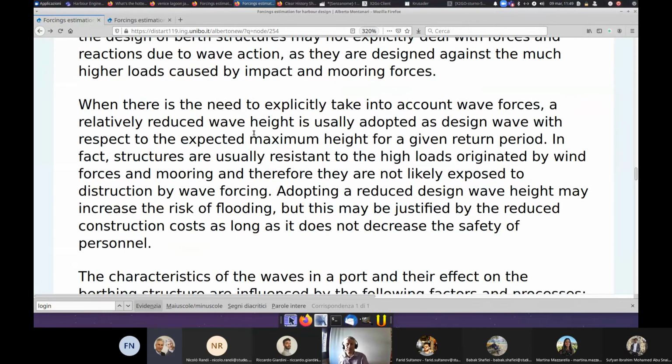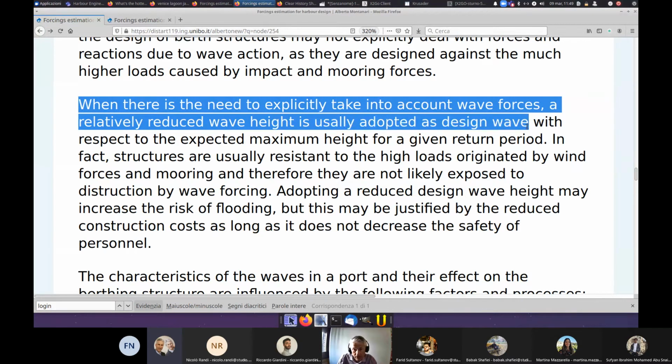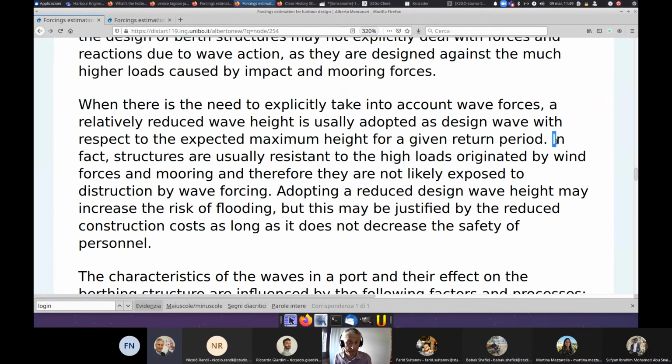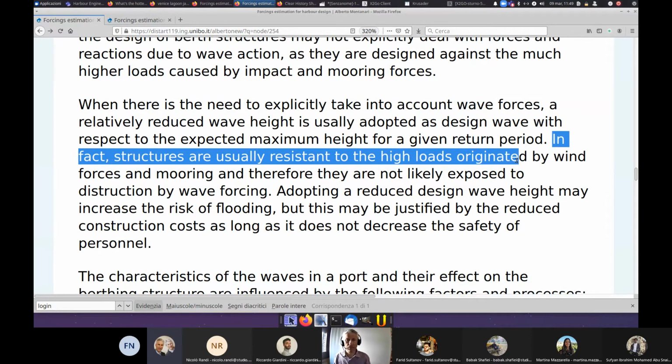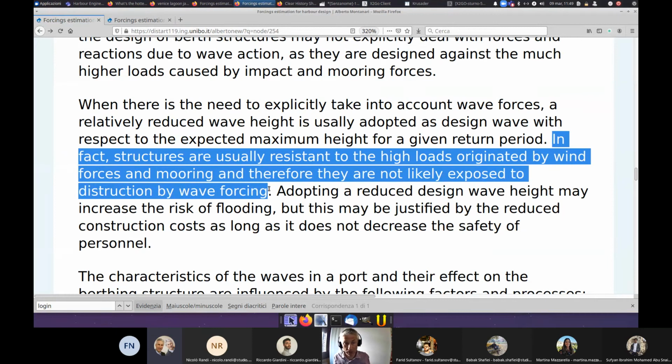Let's say that, as I mentioned, when there is the need to estimate the wave forcing, we can adopt a relatively reduced wave height as design wave with respect to the maximum height that you would estimate in open sea. And this is because structures, the berth structures, are usually resistant to the high loads originated by wind forces and mooring, and therefore they are not likely exposed to destruction by wave forcing.